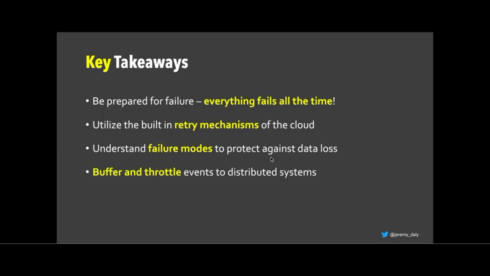Make sure you buffer and throttle events, right? Distributed systems are notoriously unreliable, and that's okay. But we want to make sure that, one, we don't overwhelm downstream systems, and we want to have some level of resiliency, like an SQS queue, so that if there is a failure, we don't lose those events. And finally, embrace asynchronous processes to decouple components.